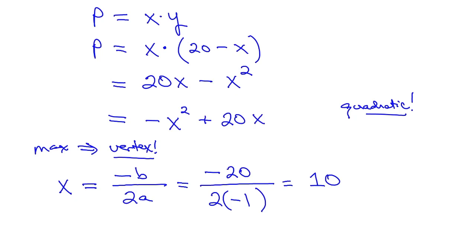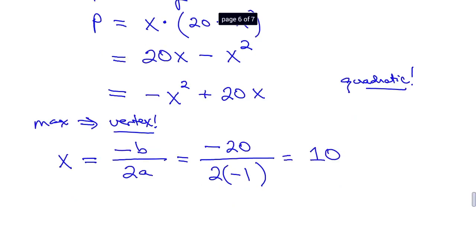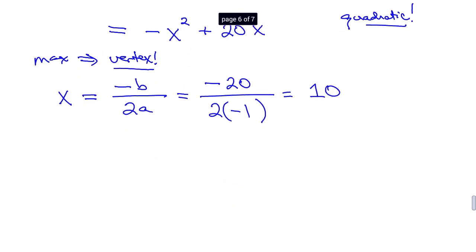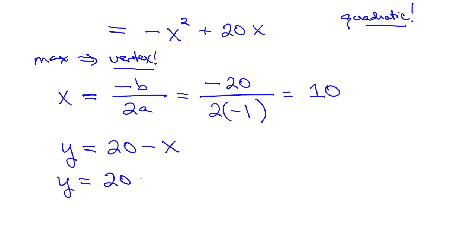Now this gives me the value of x, and that was one of my numbers. To find the value of y, I would substitute that into the equation we already had. y is equal to 20 minus x, but we now know what x is, so y is equal to 20 minus 10, which is also 10. So the two numbers are 10 and 10.